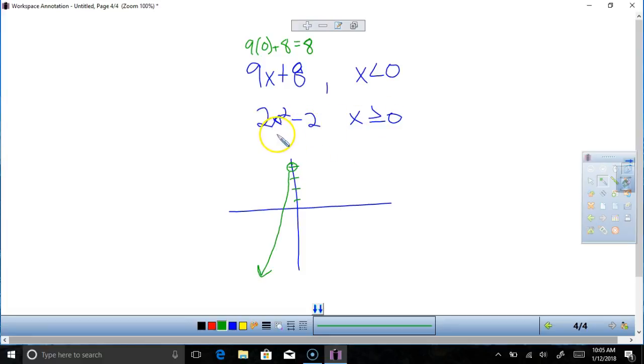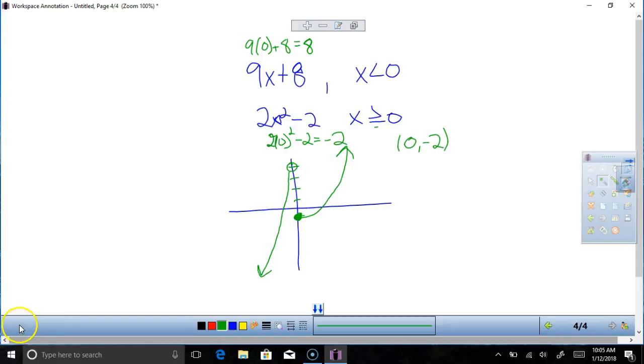Now when I plug in 0 to the second part, I get 2 times 0 squared minus 2. That's negative 2. So I have the point 0, negative 2, and that one owns the fence. There's an or equal to below it. So I go 0, negative 2, I fill in the dot, and that's a 2x squared, so that opens like this. Just do a quick sketch.